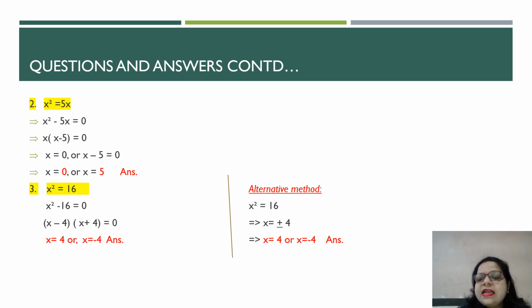Okay, there is an alternative method to solve this. x square is equal to 16. So what you will do, you will take the square root of 16, which is plus or minus 4, that is x equal to 4 or x is equal to minus 4. Okay, that is the answer.